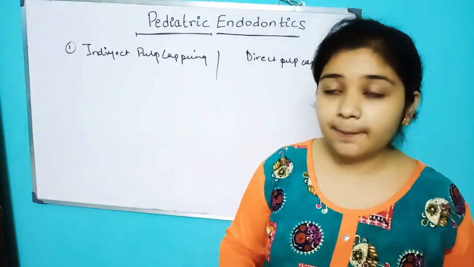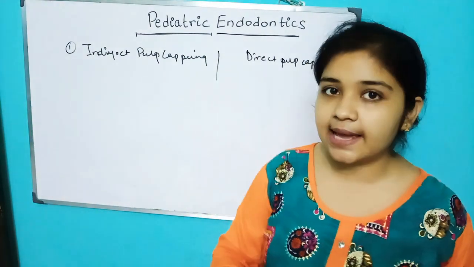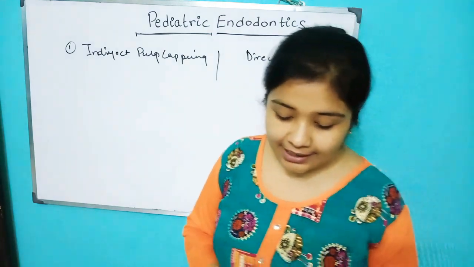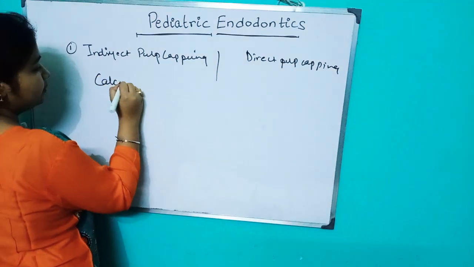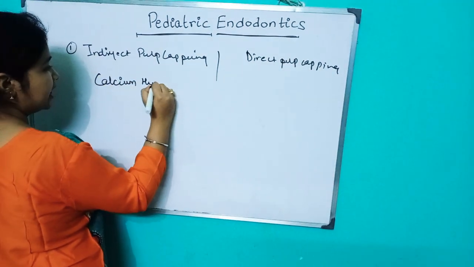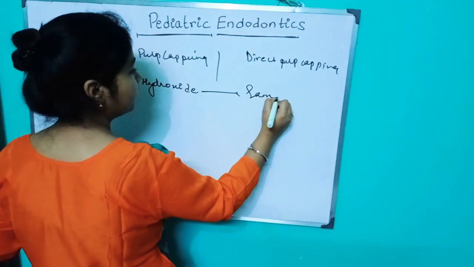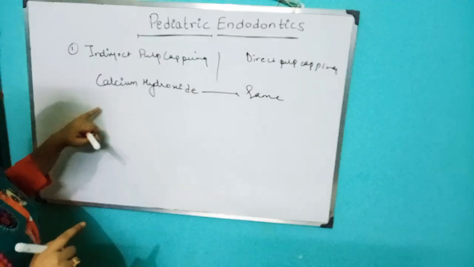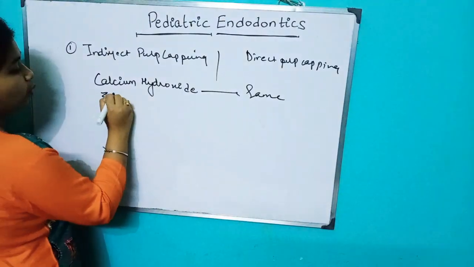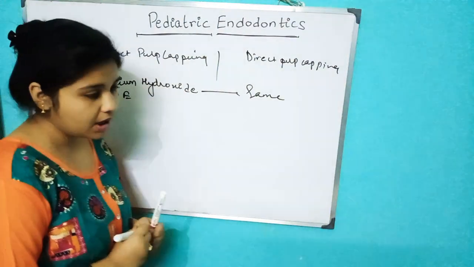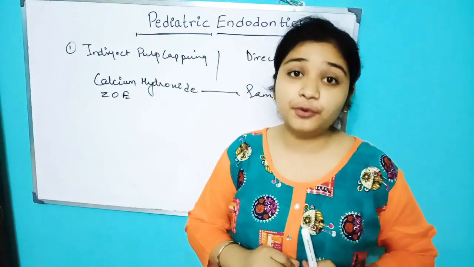Clear? Now the second difference, the material. The material used in this and this is the same, but in direct there are a few more components we can use. In the materials we have been using, here is calcium hydroxide. Here also we can use the same. But here one thing more we can use is ZOE. But here there are four things we can use that we have to remember.